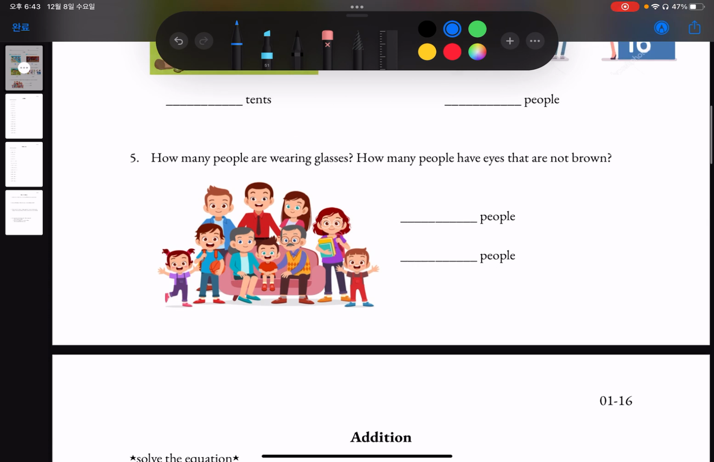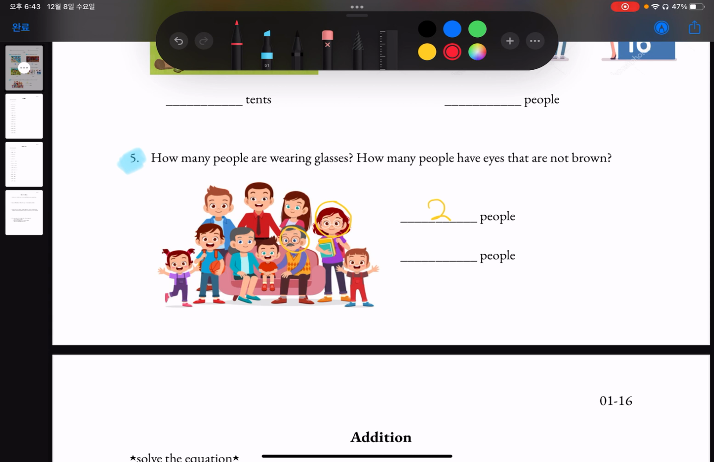Let's also look at number 5. Number 5 says, how many people are wearing glasses? How many people have eyes that are not brown? So this question has two different questions. And let's look at the first question. How many people are wearing glasses? So you have to count. There's one person wearing glasses, and there's another person wearing glasses. So there is 2 people wearing glasses.